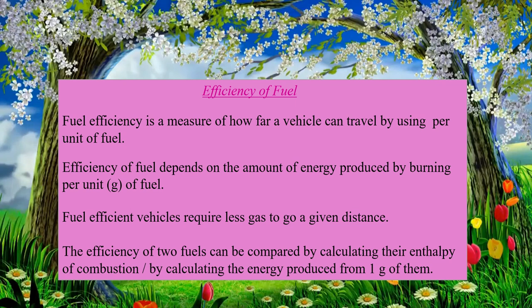The efficiency of two fuels can be compared by calculating their enthalpy of combustion, or by calculating the energy produced from 1 gram of them. That means if we calculate the enthalpy of combustion of a fuel in kilojoule per gram, then the fuel that produces more energy will be the better fuel. In this way, we can compare between two fuels.